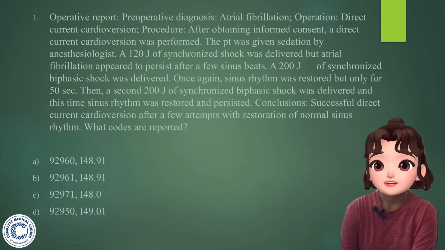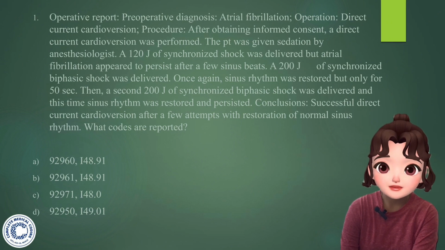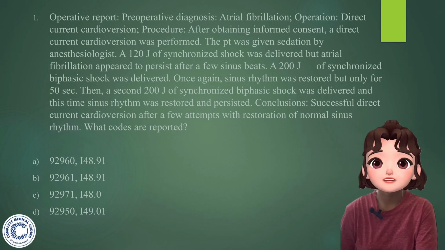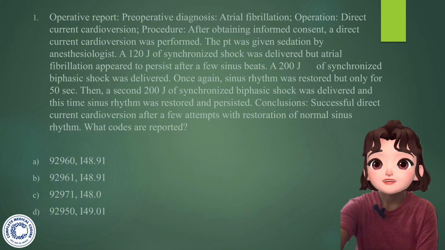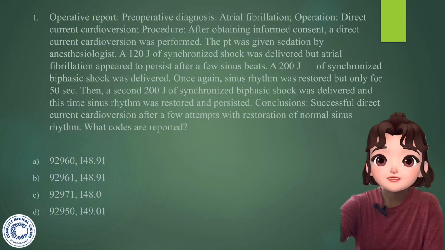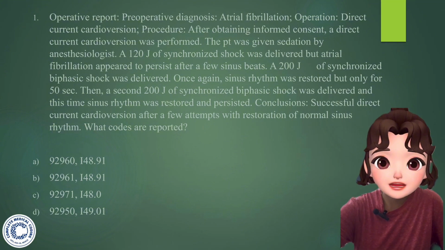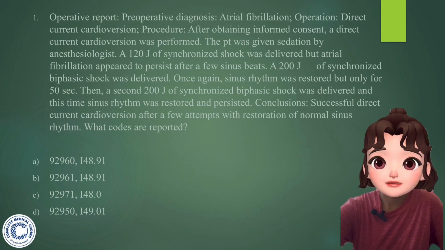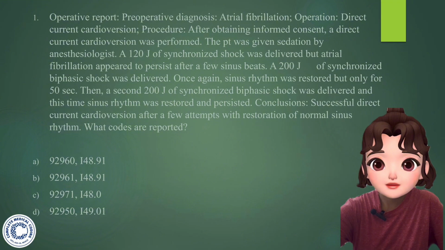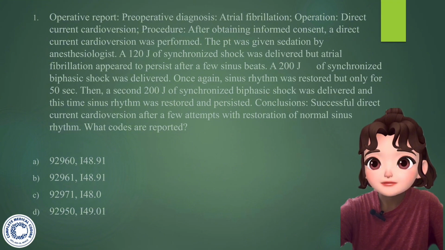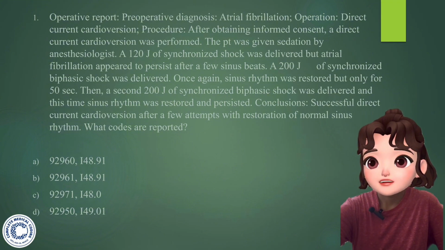What is the outcome of the procedure? Successful direct current cardioversion. The procedure is successful, that is what it means. Successful direct current cardioversion after a few attempts with restoration of normal sinus rhythm. Now you have to mark the codes. What codes are reported here? Let's find out.